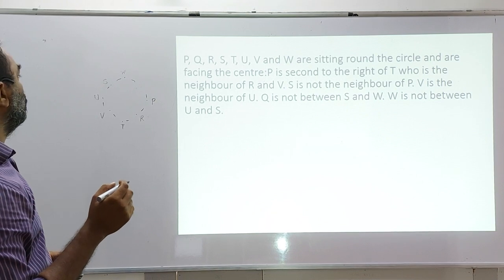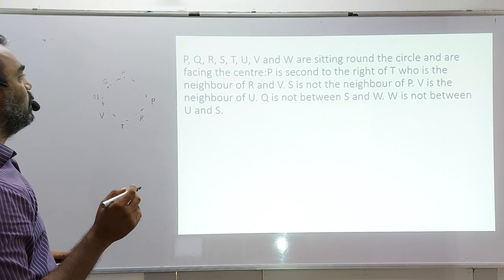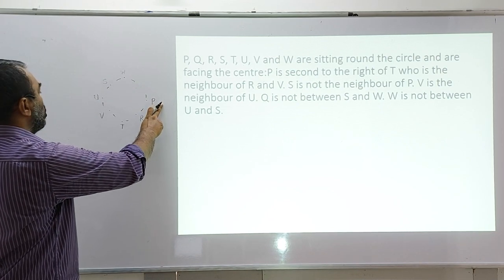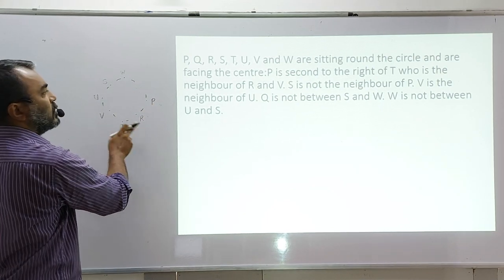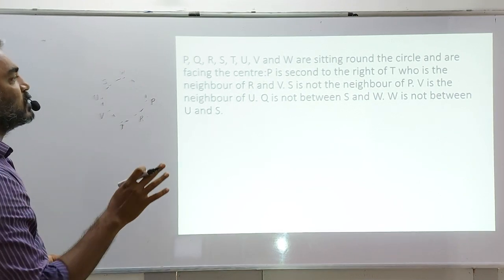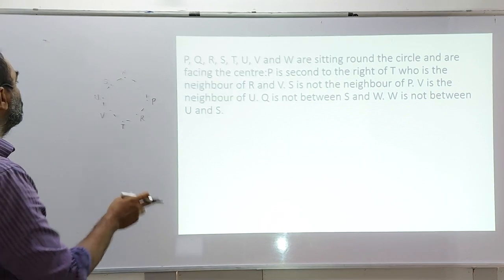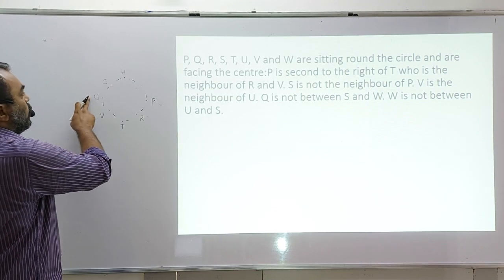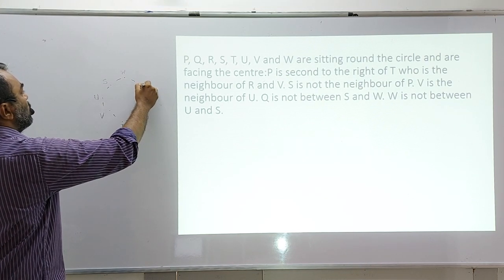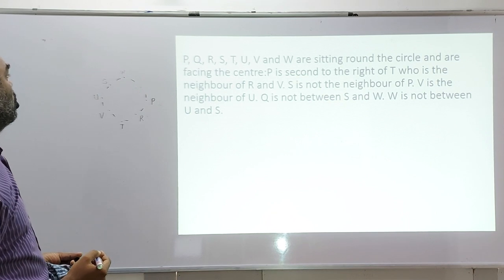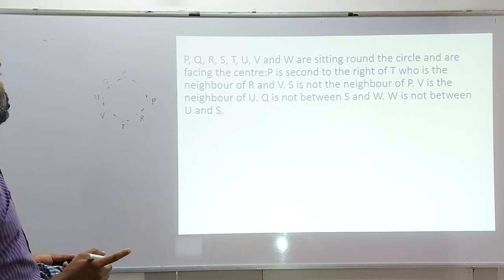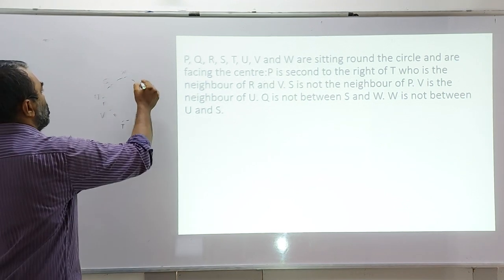P, Q, R, S, T, U, V, W are sitting. P is second to the right of T, that we got. T is the neighbor of R and V. So R and V I wrote here, but I interchanged. S is not the neighbor of P. V is the neighbor of U. So when V came here, I got U here. Now S is not the neighbor of P, means S won't come here, but it can come to any other point, either this or this. V is the neighbor of U, that we got. Q is not between S and W. So I will now put a Q here.